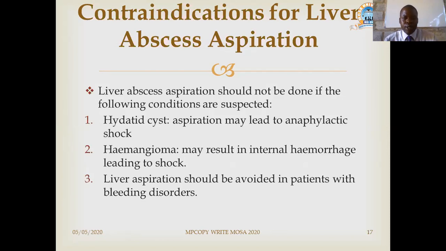Another contraindication is bleeding disorders. Liver aspiration should be avoided in patients with bleeding disorders. In this one, we are talking of patients who lack vitamin K, prothrombin. So if we know that patients lack vitamin K, which may predispose them to bleeding disorders, aspiration has to be avoided.